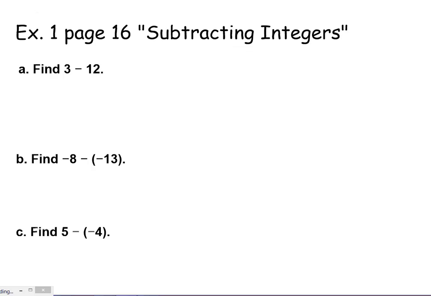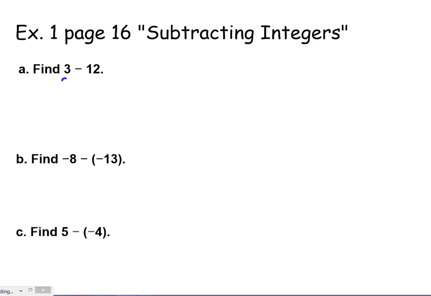For example 1, this is on page 16. We're going to practice subtracting integers. I want you to find 3 minus 12. Now, normally you would not be able to solve this problem because if you had 3 tiles, you would not have enough to take away 12. So what we do here is we add the opposite. This is because of the additive inverse property.